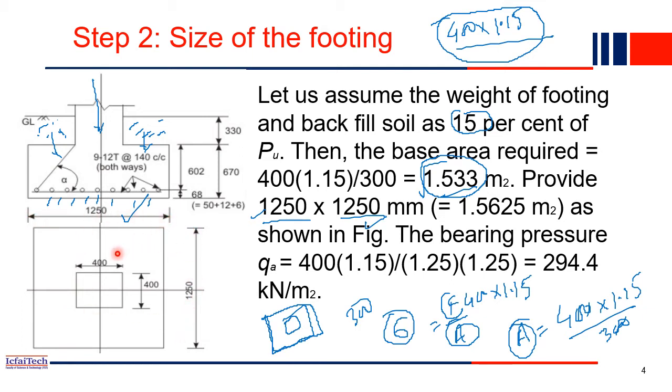So now we know the dimension of the footing. How much did we provide? We provided 1.5625, but the minimum required is 1.5. So we just provided a little extra, so that's okay. It's shown in the figure here.